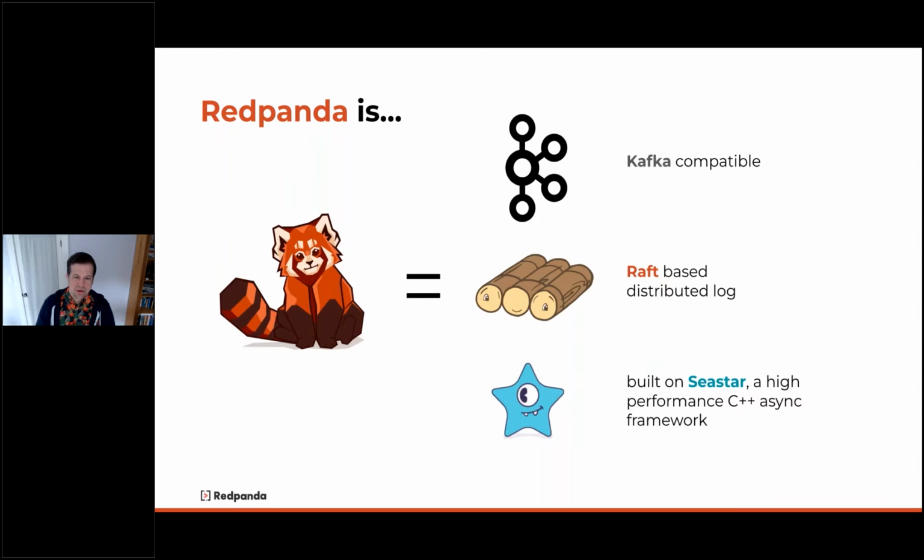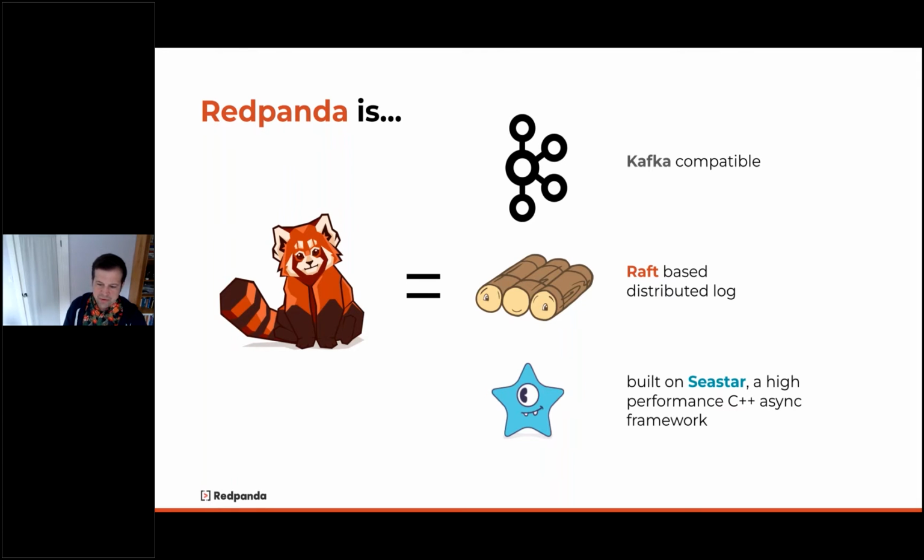Redpanda is also based on Raft. We use Raft for all of our consensus metadata within Redpanda itself. We also use it for the replication of the data within Redpanda. So any data that you're sending to Redpanda gets persisted using Raft across multiple nodes, so that we can handle failures and other things from that perspective.